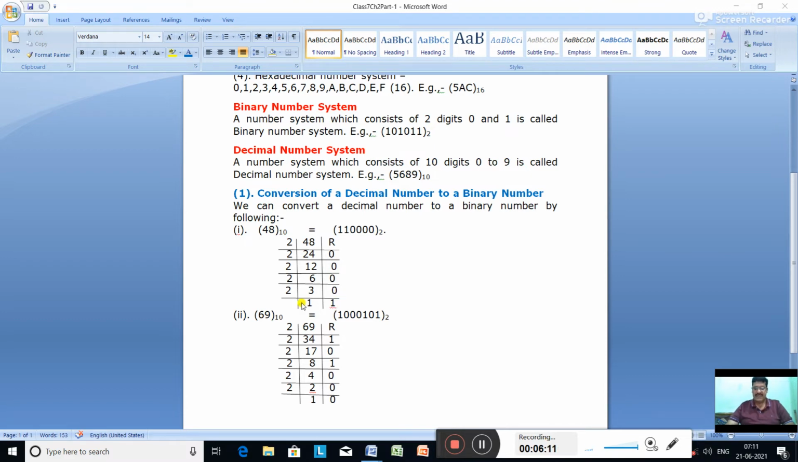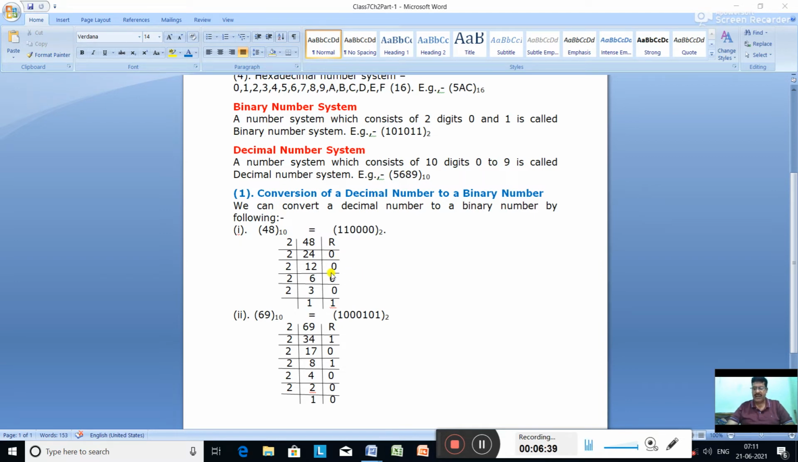All the remainders, that is from the first remainder. This is R for remainder. This is a place to write the remainder. The first remainder is called LSB, least significant bit, and the last remainder is called MSB, most significant bit.